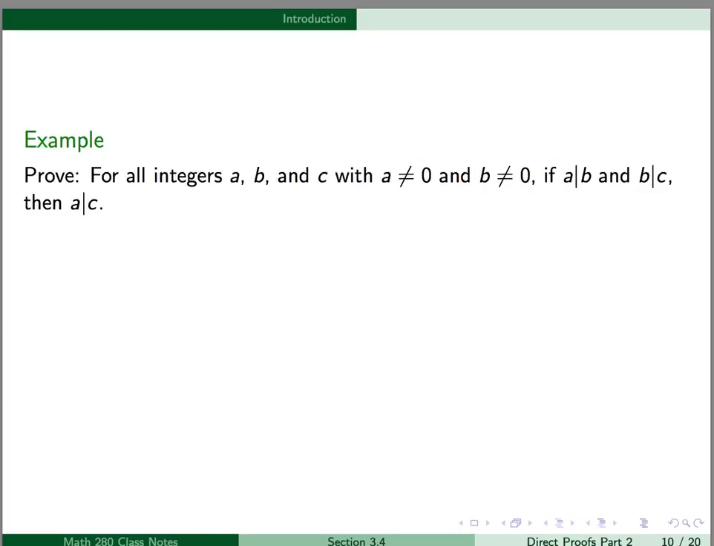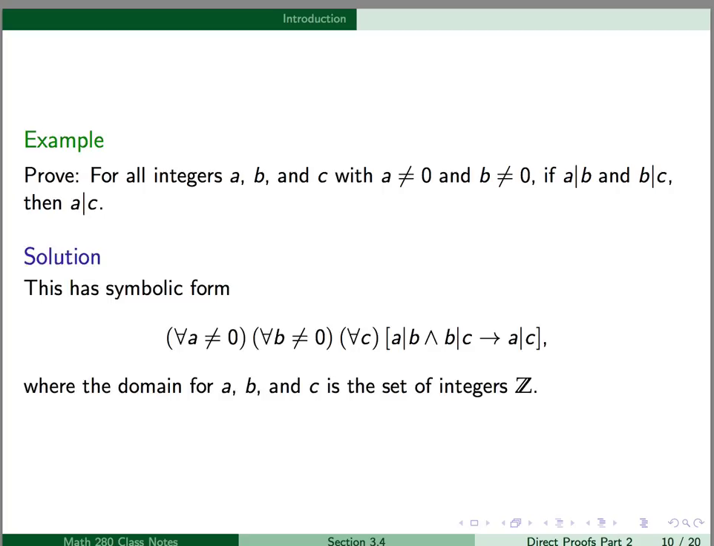For a second example, we'll prove something a little bit more complicated. We want to prove for all integers a, b, and c with a and b not equal to 0, if a divides b and b divides c, then a divides c. So our first step, as usual, is to write it out in symbolic form. So we have for all a not equal to 0, for all b not equal to 0, for all c, a divides b and b divides c implies a divides c. And the domain for our variables a, b, and c is again the set of integers Z.